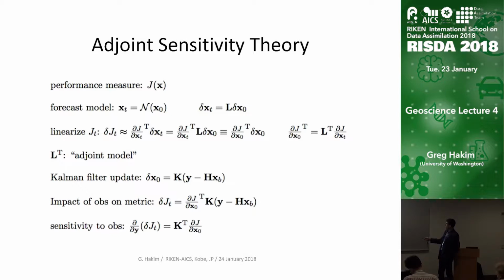All right, so we can now plug that in for the delta x naught. We know how the measurements produce that perturbation to the initial condition.